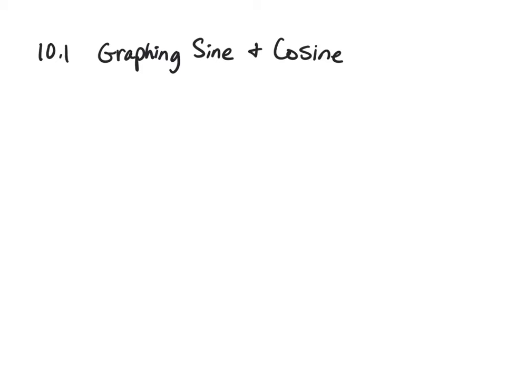Okay, so we're going to try to do a tutorial here for lesson 10.1 and some from 10.2 for graphing sine and cosine. Just over the basics, so hopefully this will help you. Okay, so graphing this, the first thing you need to know is what a sine graph and what a cosine graph look like.